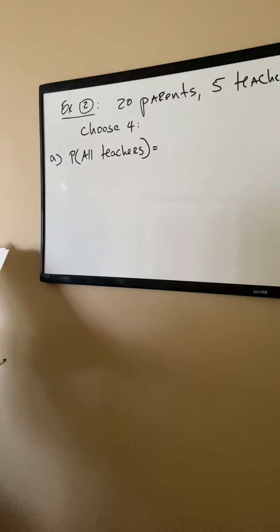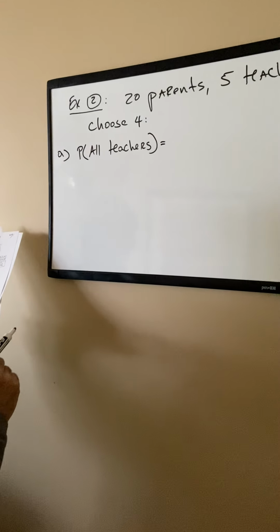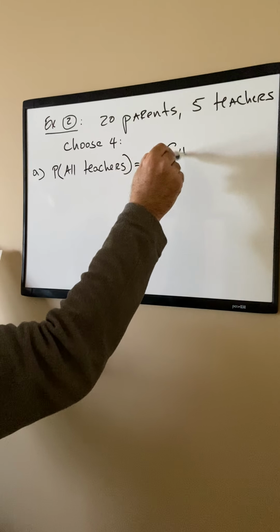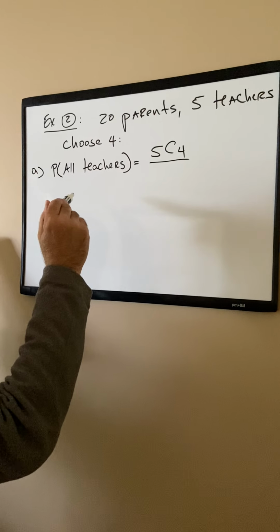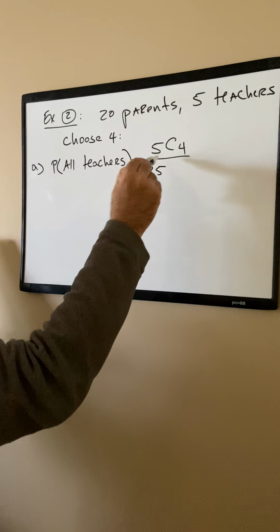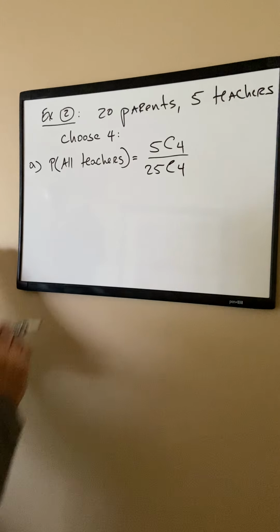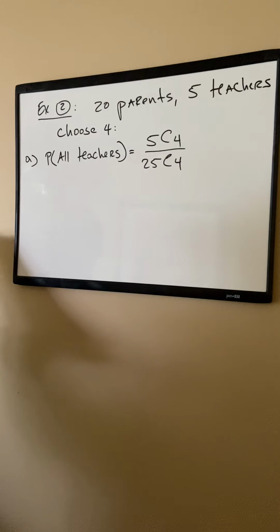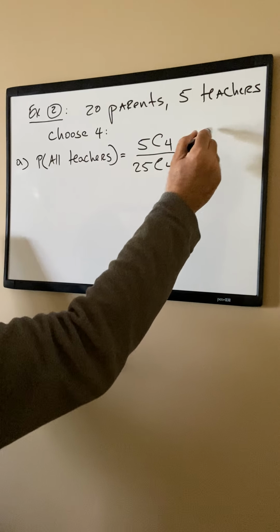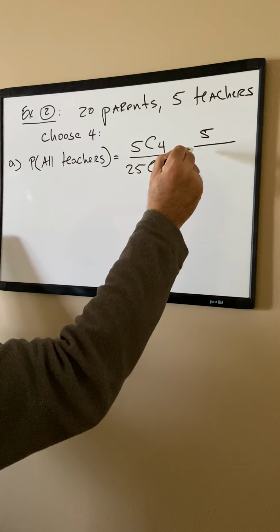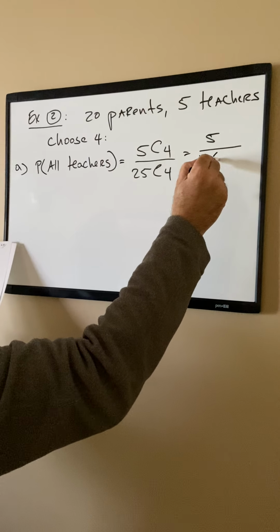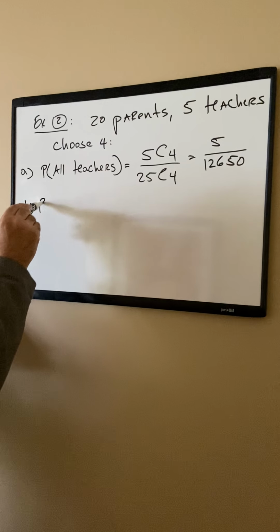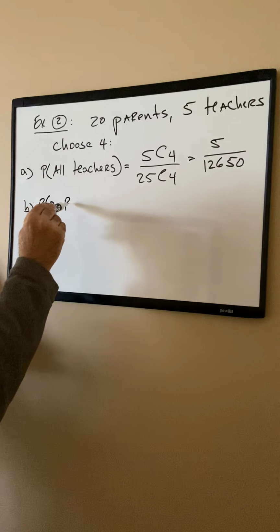Again, the probability of an event occurring is the favorable outcome divided by total possible outcome. So we have 5 teachers from whom we're selecting 4 at a time, divided by, we have 25 people all together from whom we're selecting 4 at a time. So it's going to be the ratio of 5 combination 4 divided by 25 combination 4. So we're going to end up with 5 divided by 12650.